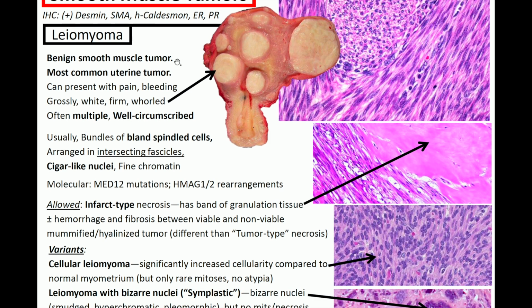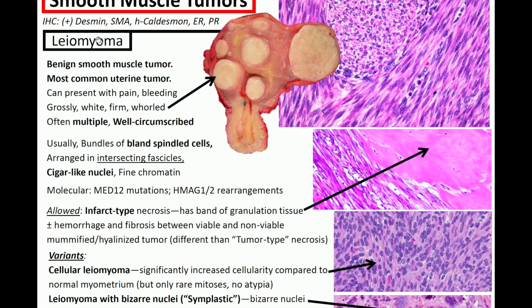The classic example of a smooth muscle tumor is going to be a leiomyoma, or fibroid uterus, a very common specimen on surgical pathology. So a leiomyoma is a benign smooth muscle tumor. It is the most common uterine tumor, and it can present with pain and bleeding. Grossly, it's going to have this white, firm, whorled appearance, with often multiple well-circumscribed lesions like this, and the uterus can be very distorted from all of these leiomyomas.